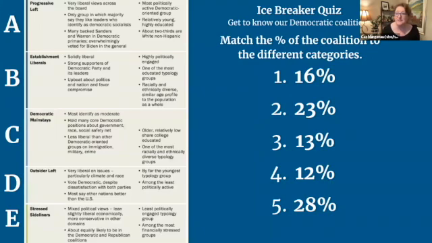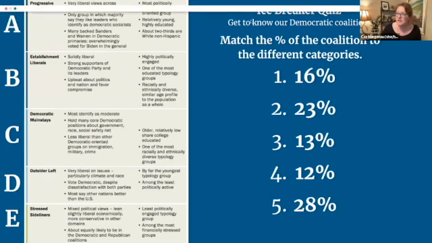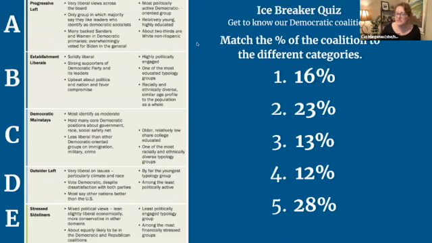A is your progressive left. These are your most politically active Democrats. They are relatively young and highly educated, and about 2/3 are white and non-Hispanic. So what percentage do you think falls under progressive left? Next is establishment liberals. They're highly politically engaged. They're one of the most educated groups, and they are very racially and ethnically diverse with a similar age profile that you see in the population as a whole.